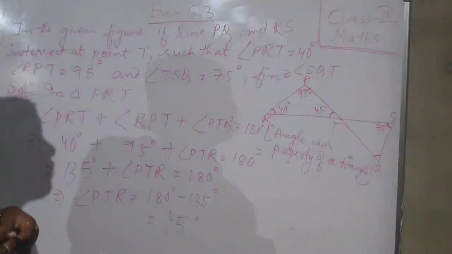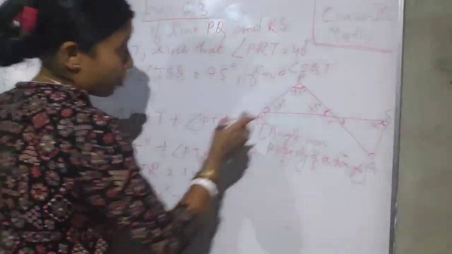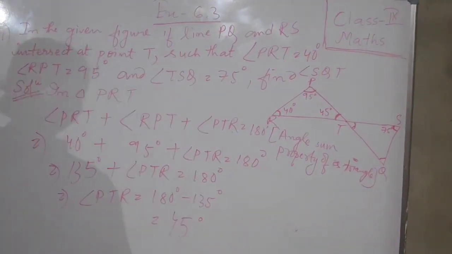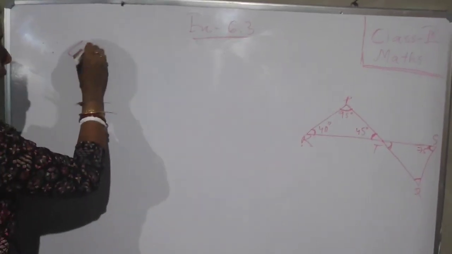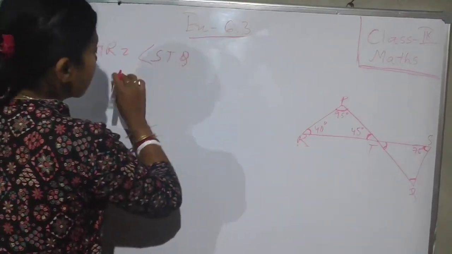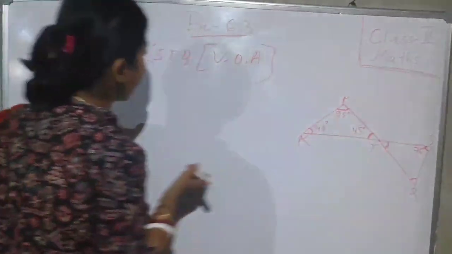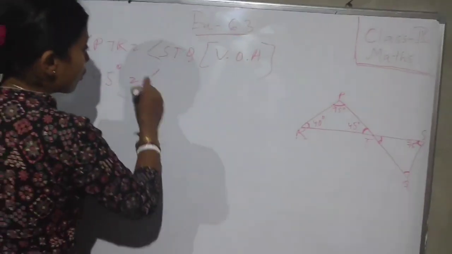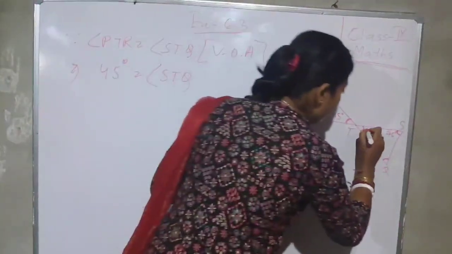So now you see, if this angle is equal to 45 degrees, then this angle will also be 45 degrees. How? Because this angle and this angle are vertically opposite angles. So we can write, since angle PTR equal to angle STQ, since they are vertically opposite angles, angle PTR we have got as 45 degrees, so angle STQ is 45 degrees.